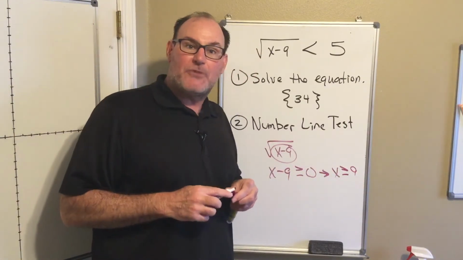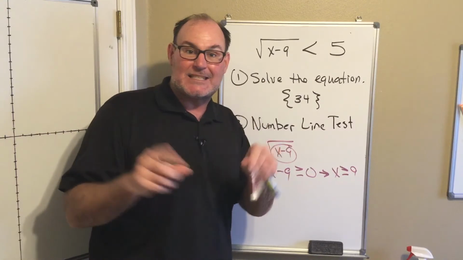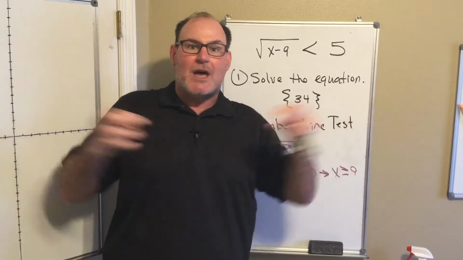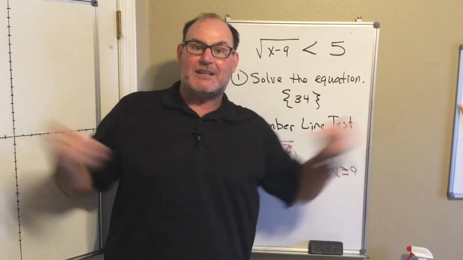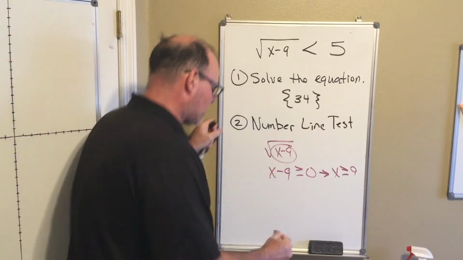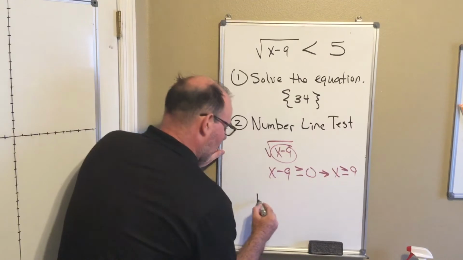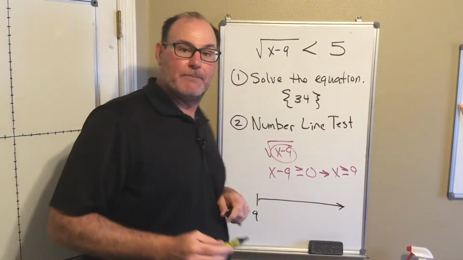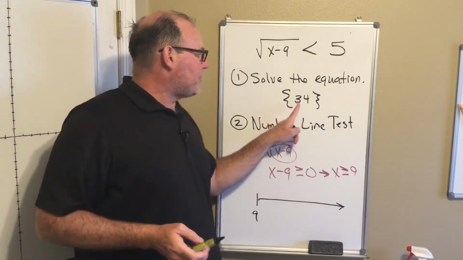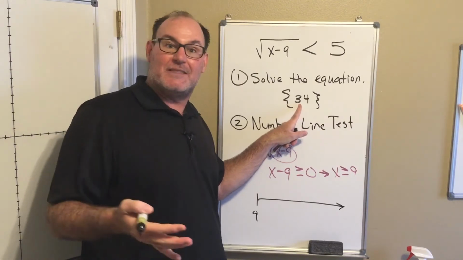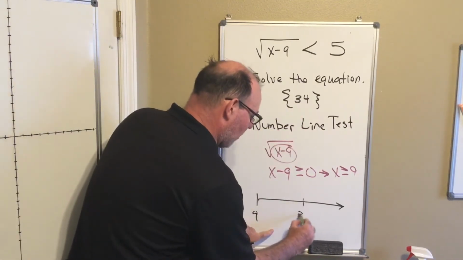So what that means for my number line test is this. I'm not going to use the number line that goes infinitely in both directions. I am going to create a number line that starts at the value 9 and then is bigger and just goes in one direction. Now I'm going to put my value 34. This is in the domain. That's my point of equality.